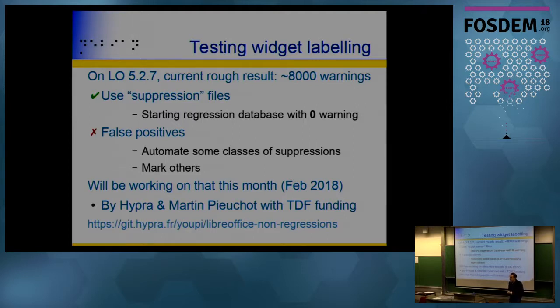There are false positives. Sometimes you say, no, this actually is not interesting to label. Probably we can automate some of these and mark those which we cannot automate because it's really on the semantic side. We will be working on that this month. So to have a look at all of these, try to sort them out, see with the people what they prefer, the way they prefer, etc.